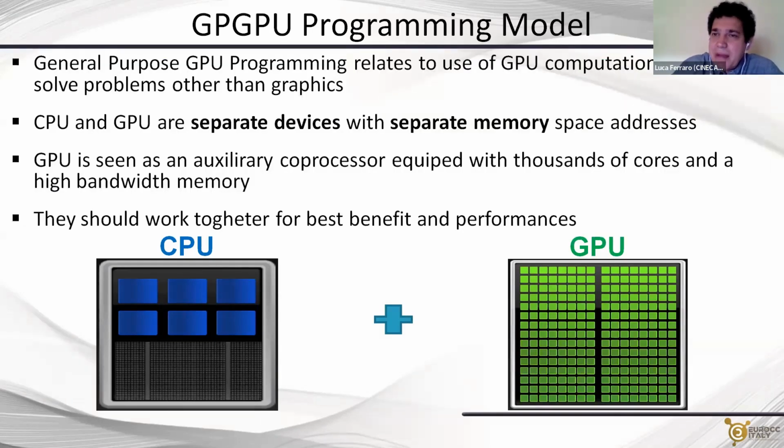General purpose GPU programming relates to the use of GPU computation to solve problems other than just graphics. So in order to use the GPU, we have to use CPU and GPU together and have them cooperate efficiently. They are seen as separate devices, both with separate memory address spaces. The GPU can be seen as an auxiliary coprocessor equipped with thousands of cores and high bandwidth memory. So they should work together to get the best benefit and performance from your tasks.